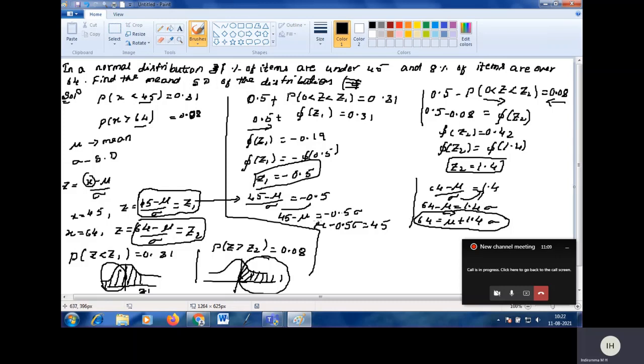You solve these two equations using your calculator. You will get the mu value as 50, the average or mean, and sigma, the standard deviation, as 10. So this is the way we can calculate mu and sigma if the data is given. Now I think all of you have heard about this problem. We can go for the next problem of normal probability distribution.